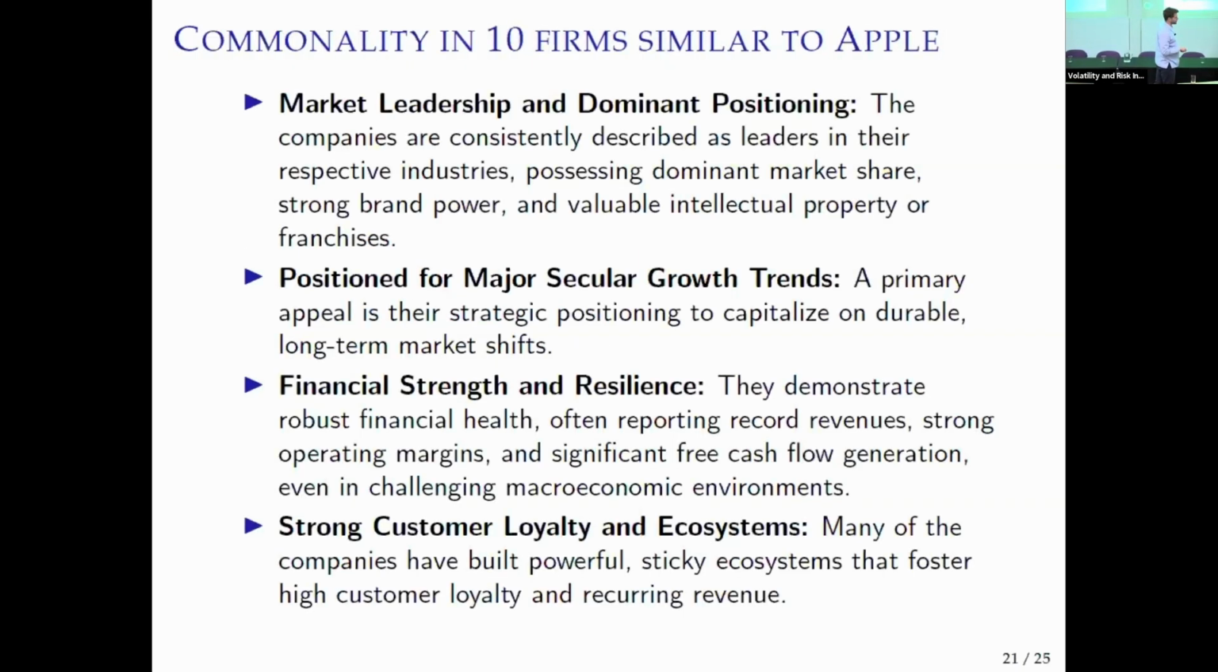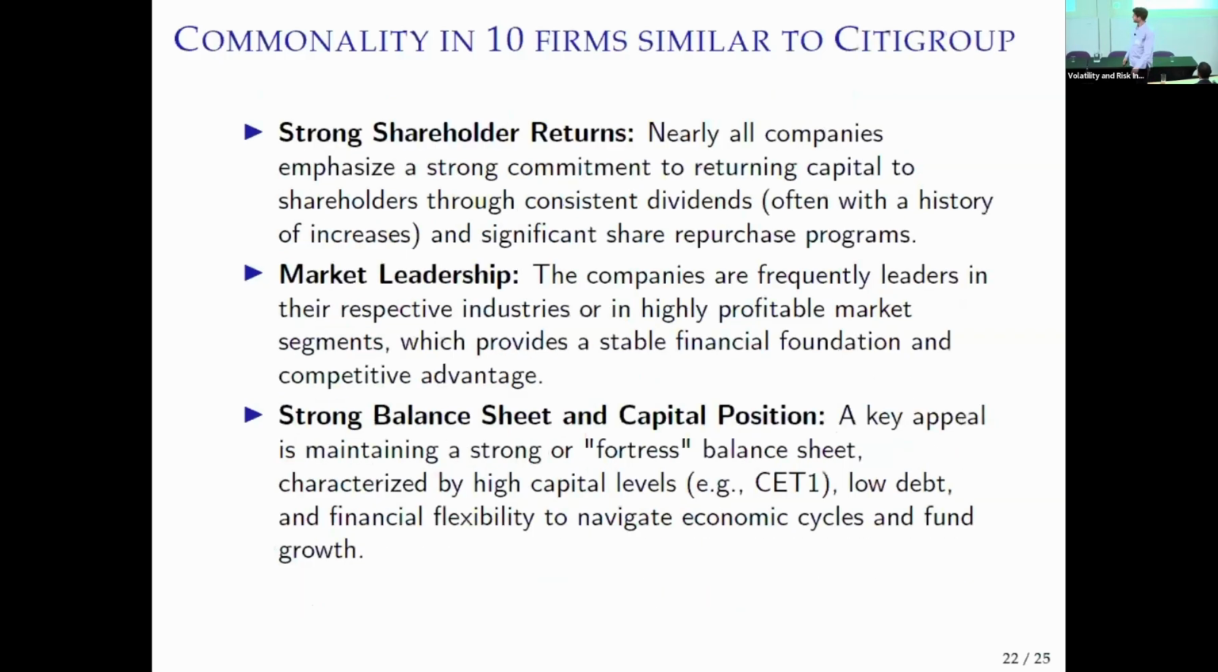I'm going to take Apple here, and I'll take the 10 firms that are most similar to Apple in the holdings embeddings space. And then I'm going to use the earnings calls of all these companies, and I'm going to ask what's in common between all of these 10 firms that are very close to Apple in the holdings embedding space. The model comes out and it says: market leadership and dominant positioning, positioning for major secular growth trends, financial strength and resilience, strong customer loyalty and ecosystems. To me, that looks a lot like the type of things that Apple actually has in terms of a representation of Apple as a company.